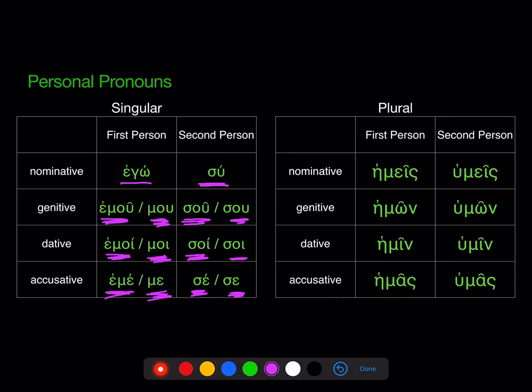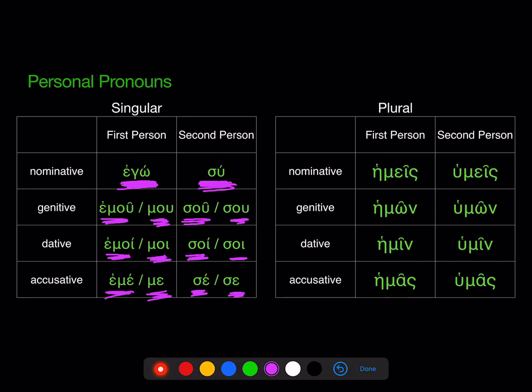Now we've been getting along fine without an ego or a su. Remember, you can tell what the subject of a verb is by its ending. So paideuo is I teach. Ego paideuo is like I teach. It's emphatic, right? Paideueis, you teach. Su paideueis, you teach. Okay, you have to have a reason to use these nominatives.